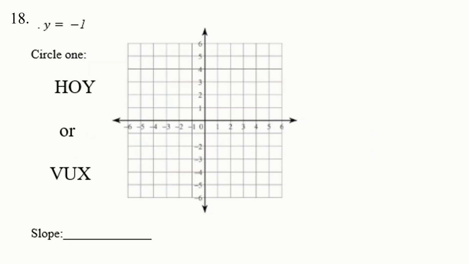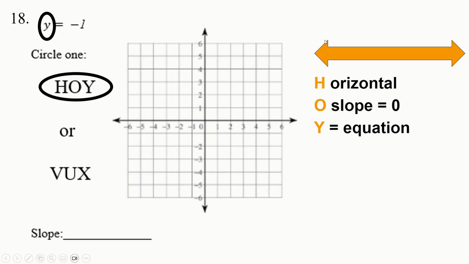The numbers might not match up perfectly, but looking at our notes, this one starts out with y equals -1. What that tells me is this is going to be a HOI because we have a y. From there, you can graph it. If we graph it, it's just going to be this line right underneath my x-axis. But my slope, because it is HOI, is 0.